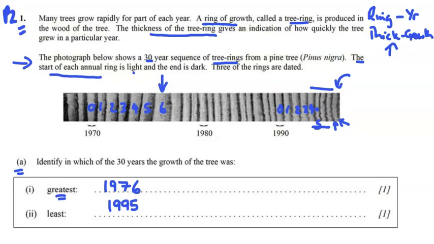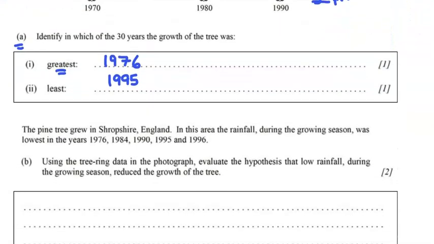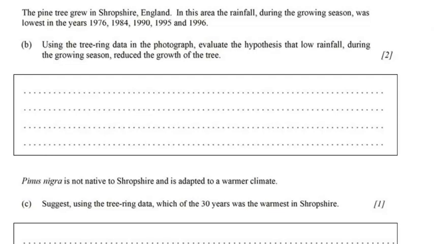So now the question will develop. So let's scroll down to see what's there. The pine tree grew in Shropshire, England. In this area, the rainfall during the growing season was lowest in the years 76, 84, 90, 95 and 96. Using the tree growth ring data in the photograph, so we need to go back to the photograph in a moment, evaluate the hypothesis that low rainfall during the growth season reduces the growth of trees.